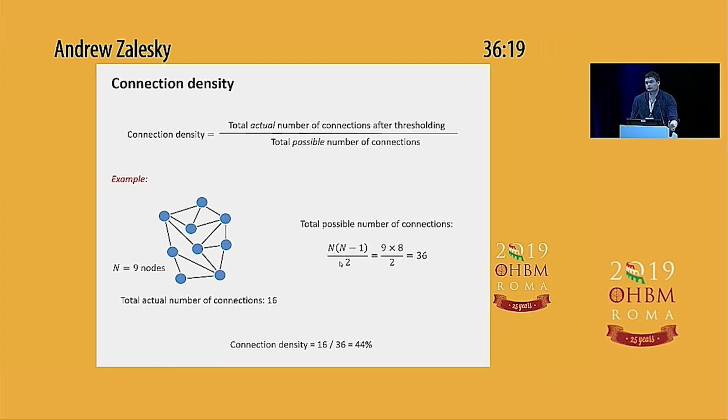To compute the total possible number of connections in a network, you use the formula here. It's simply n, where n denotes the total number of nodes, times n minus 1. Each node can connect to all of its possible neighbours except for itself, and that accounts for the minus 1. And we divide by 2 because it's an undirected network.